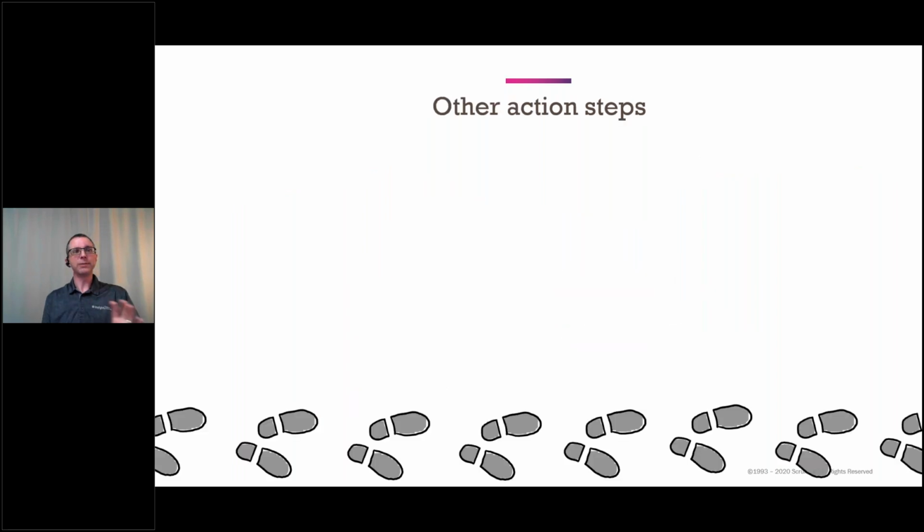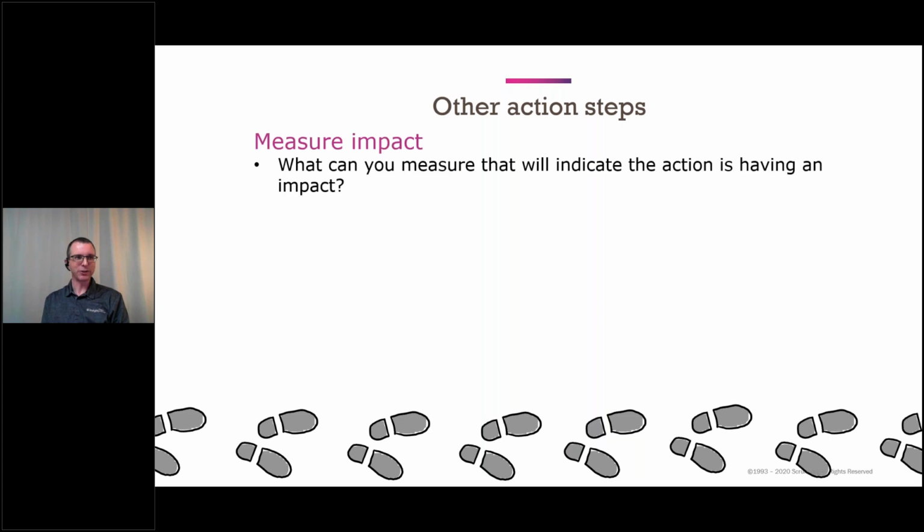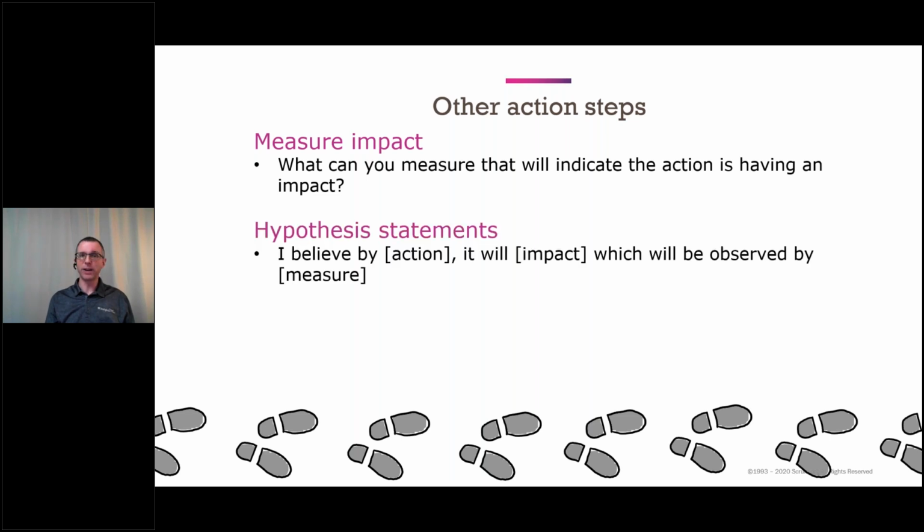All right, so advanced action steps, so to speak. Measure your impact. Shocker here. What could you actually measure that will indicate that the action's having the impact that you stated you wanted to have? And if we build on top of that, we actually have a hypothesis statement. I'm pretty much pulling this right from conversations that I've had with Patricia on evidence-based management. I believe by taking this action, it will have this impact, which will be observed by this measurement. So you could actually write them as hypothesis statements if you wanted to, and that's a tremendous way to build your backlog.